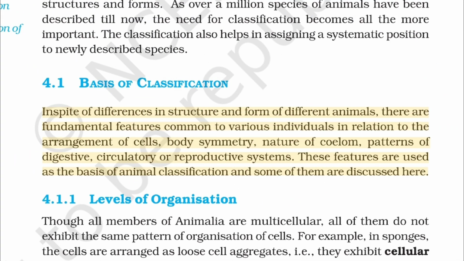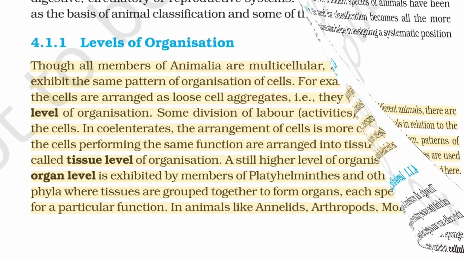4.1. Basis of classification. In spite of differences in structure and form of different animals, there are fundamental features common to various individuals in relation to the arrangement of cells, body symmetry, nature of coelom, patterns of digestive, circulatory or reproductive systems. These features are used as the basis of animal classification and some of them are discussed here.